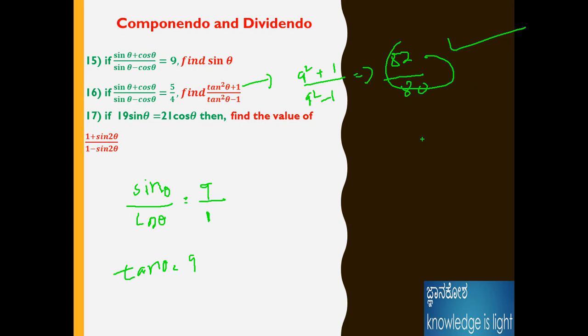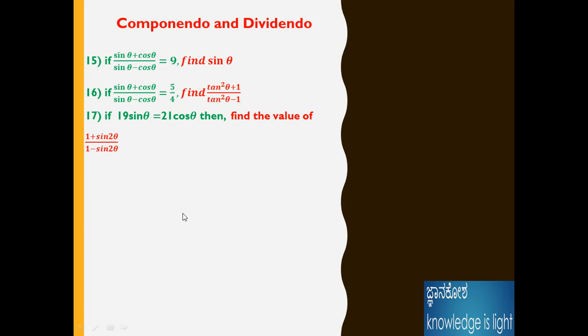Okay, next problem is 19 sin theta is equal to 21 cos theta, find 1 plus sin 2 theta over 1 minus sin 2 theta. Okay, fine, this is also a very easy problem. How could we solve this kind of problem? 19 sin theta is equal to 21 cos theta. I directly wrote sin theta divided by cos theta is equal to 21 divided by 19. By the componendo dividendo method, this is the one thing present here, right?